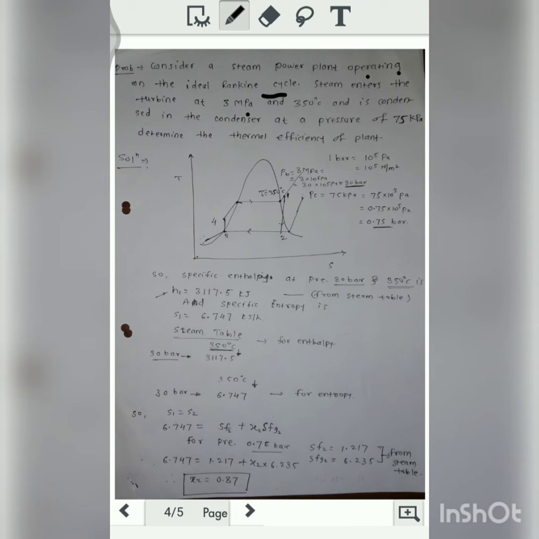And 350 degrees. So the properties of the steam entering the turbine are given: its pressure is 3 megapascal and its temperature is 350 degrees centigrade. After the process of expansion, the steam is condensed in a condenser at a pressure of 75 kilopascal. So the condenser pressure is 75 kilopascal, and the turbine entry pressure is 3 megapascal.